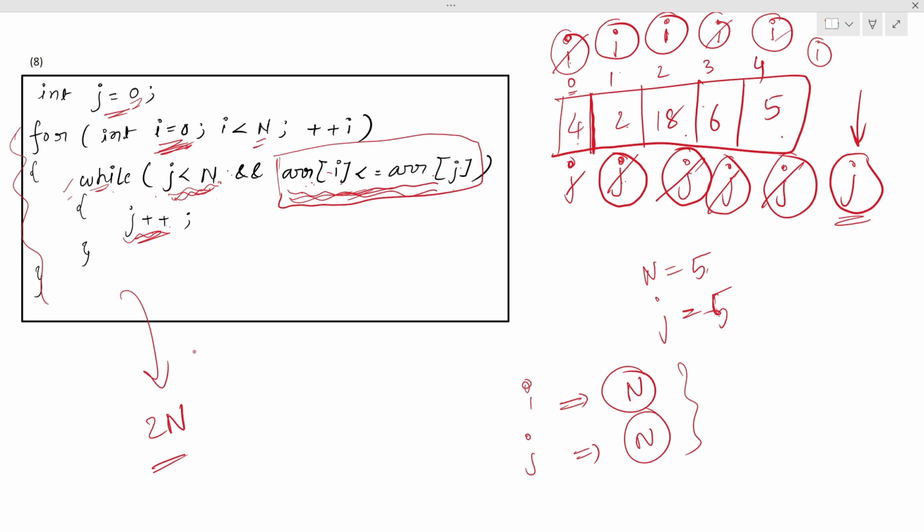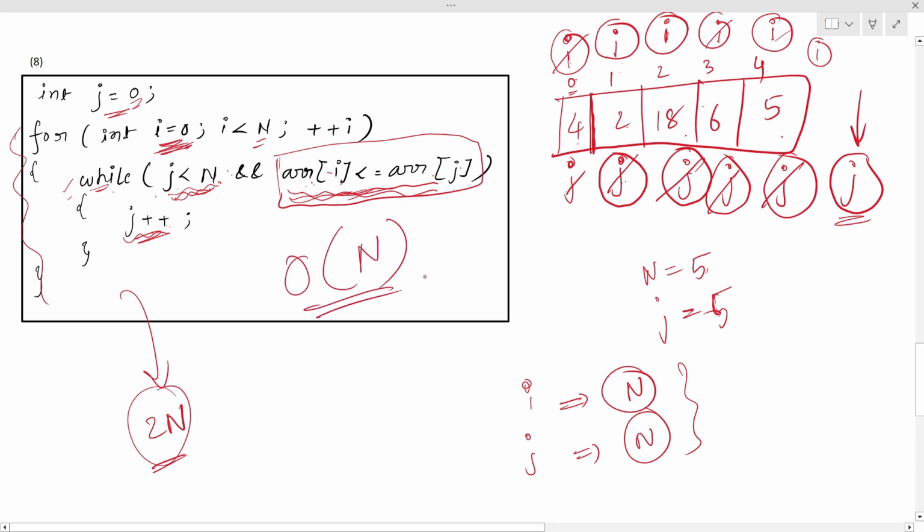It's not n into n, remember, right? For every i value, j is not visiting the entire array. It's not like that. i is at some particular location and your j is going somewhere, right? j has already moved to some location when i is at some other location, right? So it is not n into n, it is actually n plus n. So from this you got 2n, your complexity will be big O of n. So it is as simple as that.